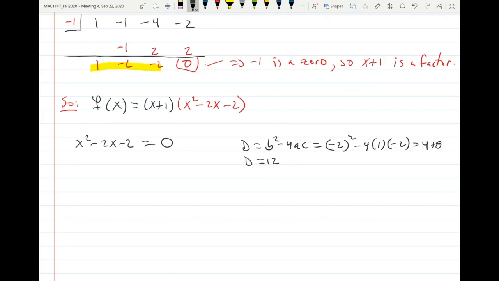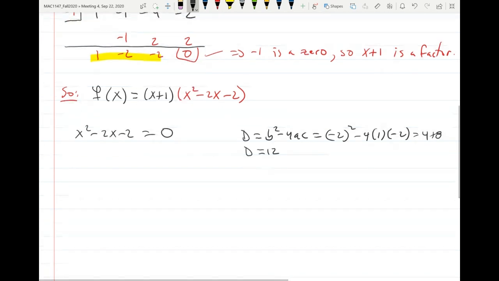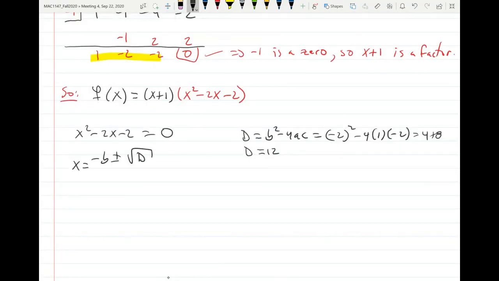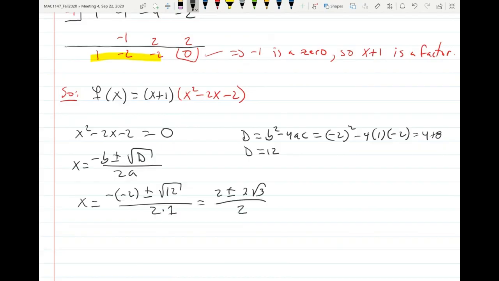All right. So we have 12 for the discriminant. So that means that x is going to be -b plus or minus square root of D over 2a. In our case, it's going to be -(-2) plus or minus square root of 12 over 2 times 1. So that's 2 plus or minus. Now 12 is 4 times 3, so that's 2 square root of 3 over 2.